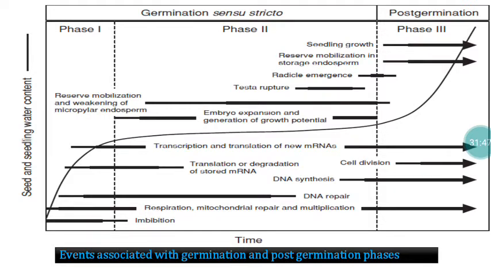This is also given in correlation with water entry into the seed system. This represents water availability in the seed system. So this is the first phase of seed germination. With imbibition, the water will increase. Then when turgor pressure comes into action, the water entry and water content of the seed will attain a somewhat constant level.